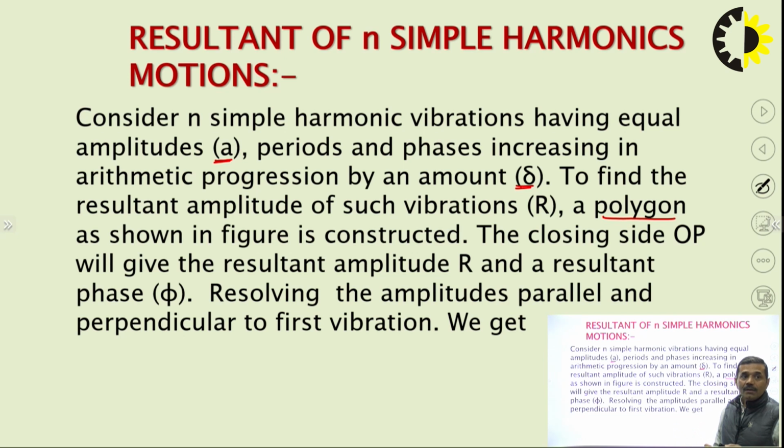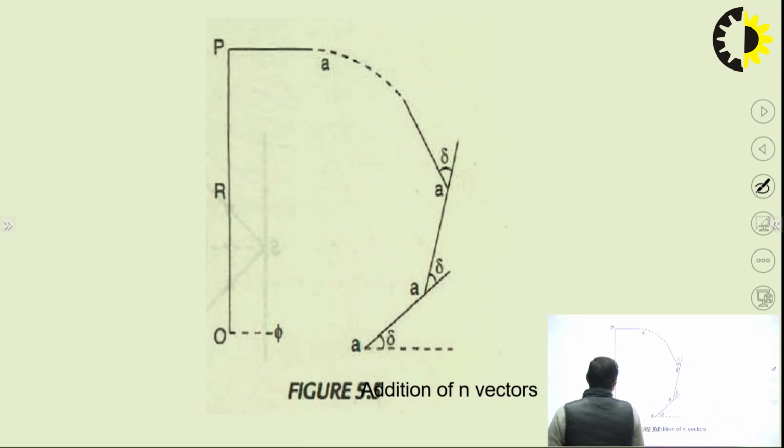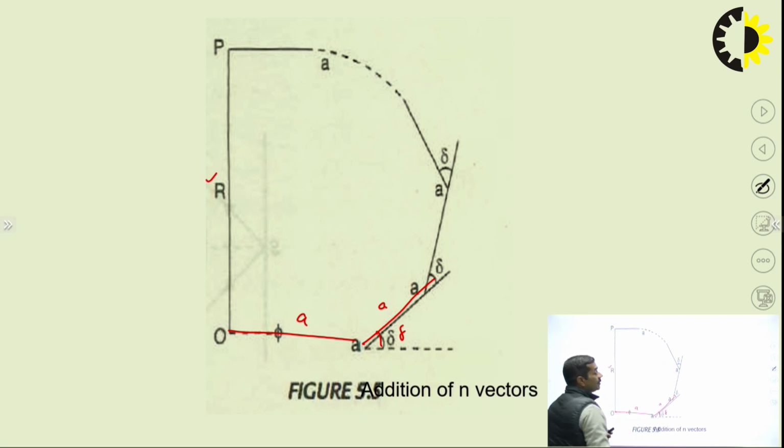So in this way, by using this polygon method or vector addition method, we can find out the resultant of n simple harmonic motions or n number of light sources. This diagram shows that if we have n number of simple harmonic motions, they will be represented by these vectors. The length of the vector is A, then the next vector, and the angle between them is delta. Again the length will be the same, equal to the amplitude, and so on, and R represents the resultant vector.